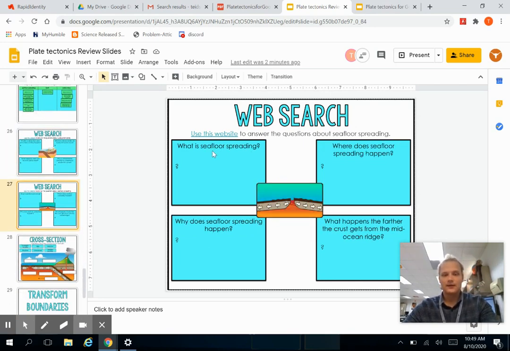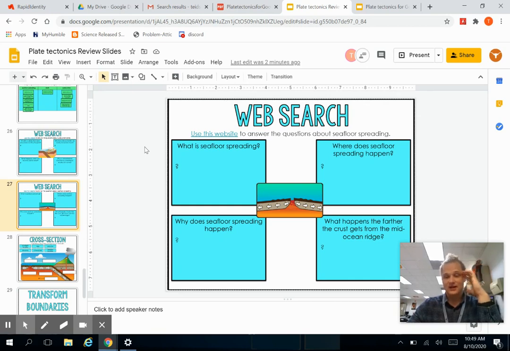Let's keep going. So now we're looking about seafloor spreading. Okay, we're having new crust form because two ocean plates are moving apart. All right, new crust is being formed. Why does seafloor spreading happen? Okay, it happens because two plates are moving away, so something needs to take its spot, and so we get brand new ocean crust.